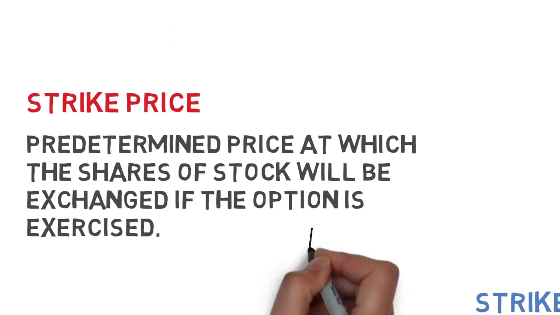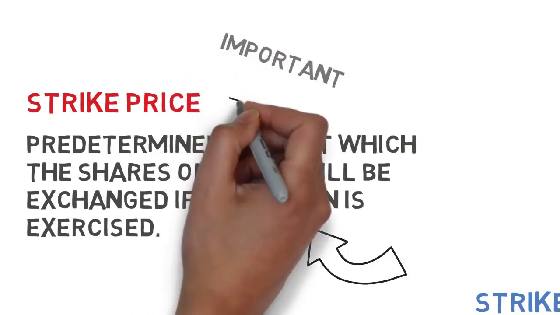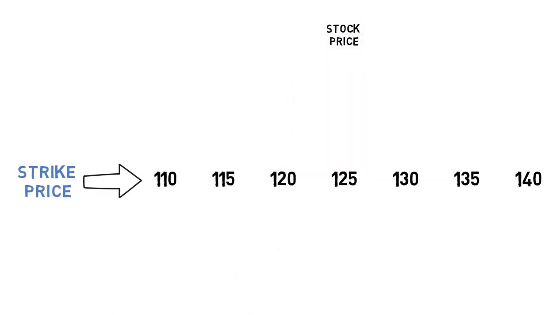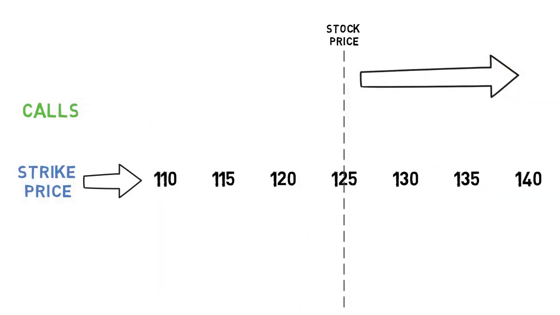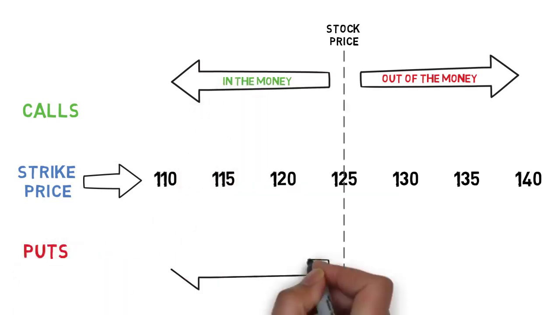So again, the strike price is simply the price that the shares of stock will be exchanged if the option is exercised. Of course, you don't have to own shares of stock to trade options, but the strike price of the option you're trading has a huge effect on what the option's price will be. Let me explain. Let's say the current stock price is $125 per share. For call options, any option that has a strike price above the current stock price is referred to as out of the money. If the strike price is below the stock's price, it is referred to as in the money. And for put options, it's the exact opposite.